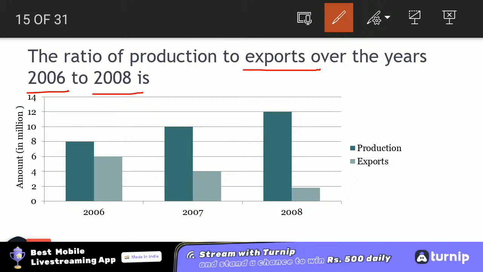You already know the export was 6 million. And in 2008 the export was what? Only 2 million. So the question is asking that you need to calculate the ratio.